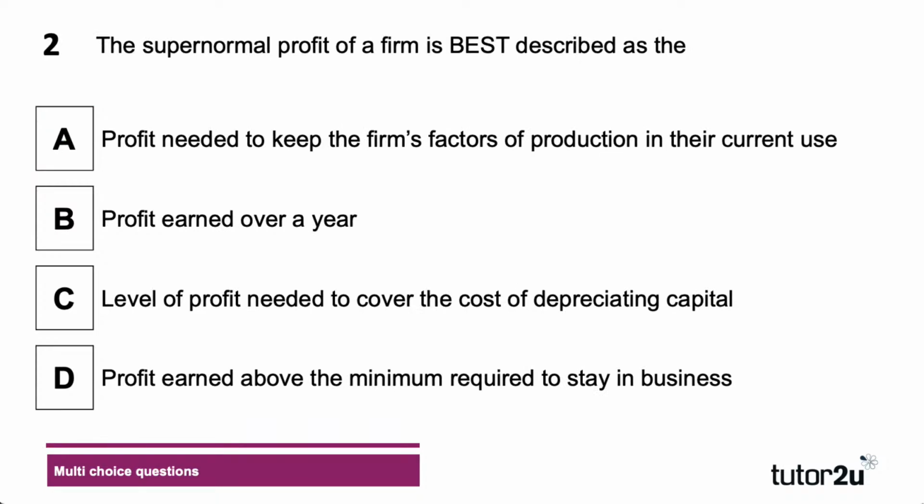So now we're on to supernormal profit. And note the word best in capital letters here. The supernormal profit of a firm is best described as which of these 4? Right, you've been very quick on some of these answers so far. Let's see who's coming up with the correct answer, or with any answer. I got the answer first to this one.